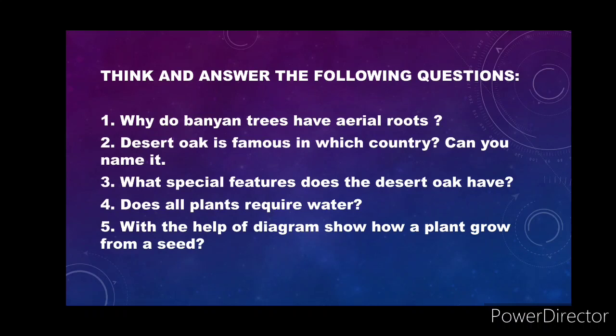After watching the video, I have prepared some questions for you. You have to answer these questions by yourself. What are the questions? Why do banyan trees have aerial roots? Desert oak is famous in which country? Can you name it? What special features does the desert oak have? Do all plants require water? And the last question is, with the help of a diagram, show how plants grow from seeds. So these are your tasks to do. You will write them down in your copy.